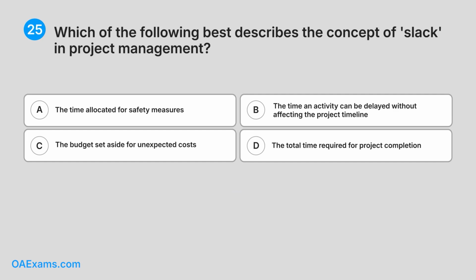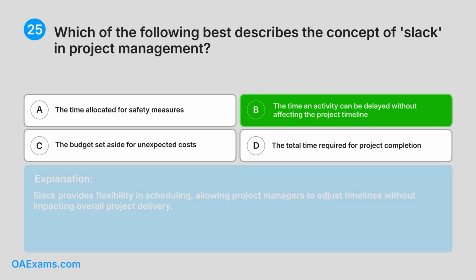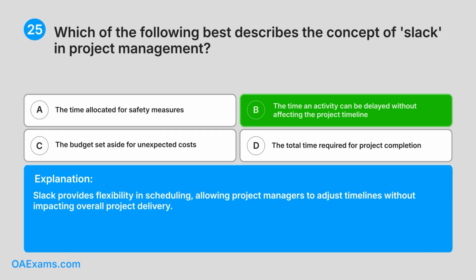Correct answer. B. The time an activity can be delayed without affecting the project timeline. Explanation. Slack provides flexibility in scheduling, allowing project managers to adjust timelines without impacting overall project delivery.